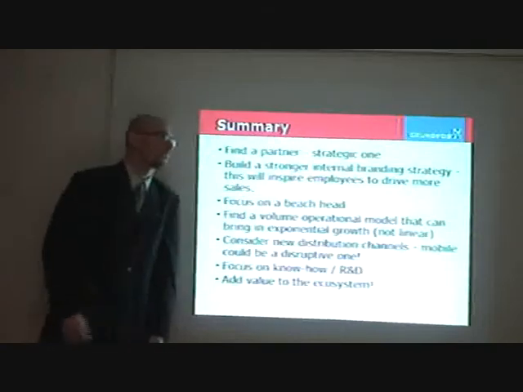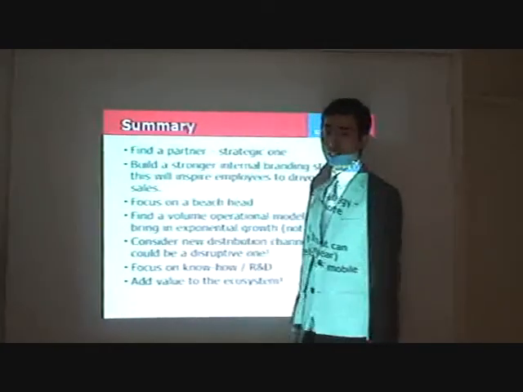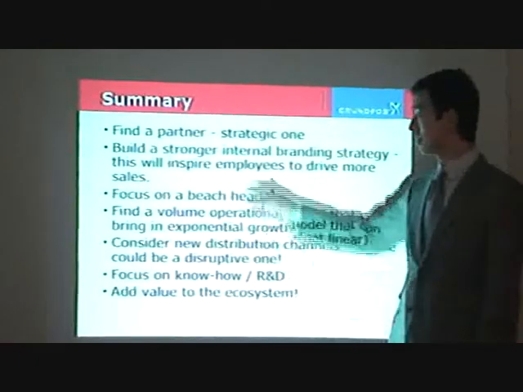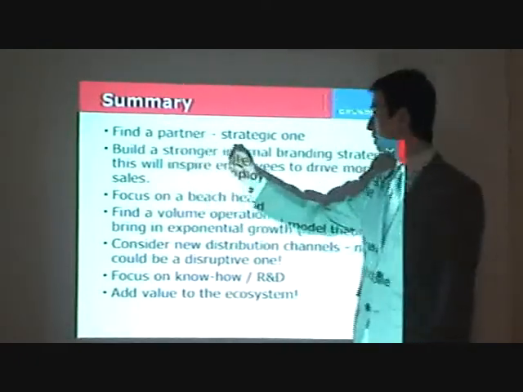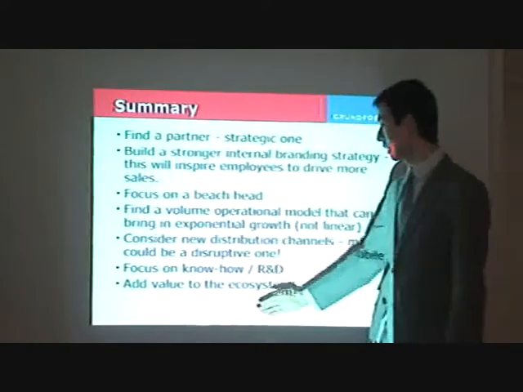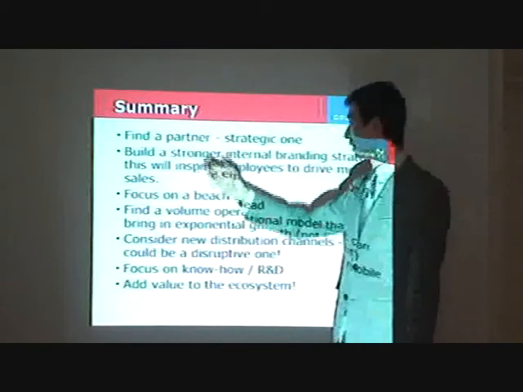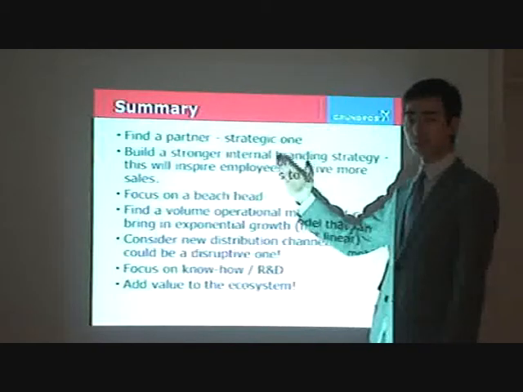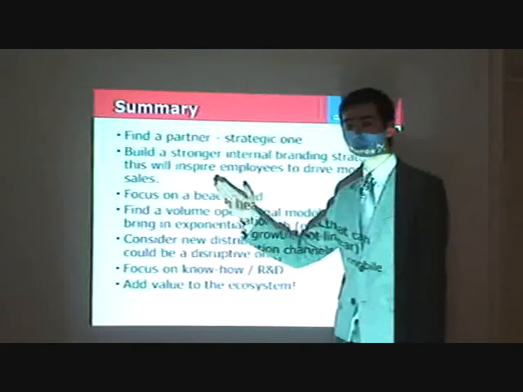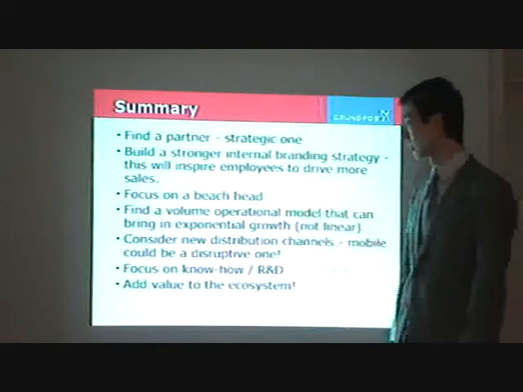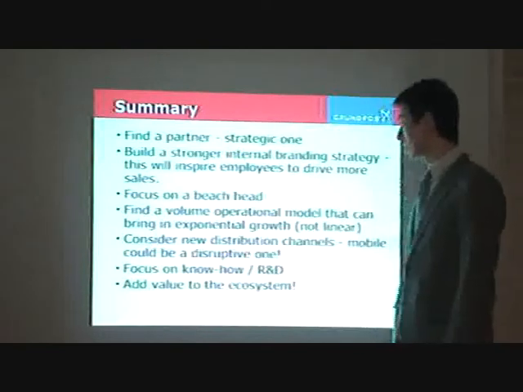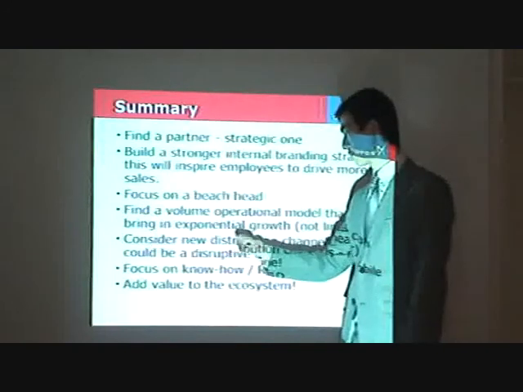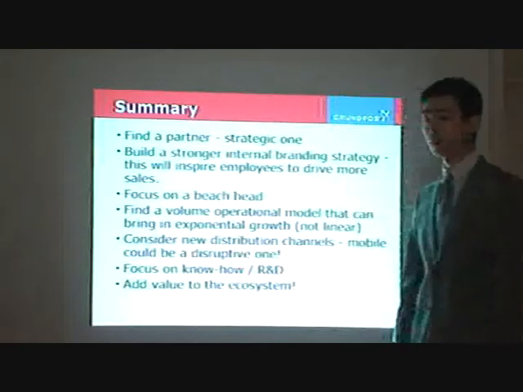Now we'll summarize. Okay, after the deep dive analysis, I hope all jurors get something. And here I'm going to summarize. From our points, and this is very important, we're going to find a partner, the strategic partner, which can add value to the ecosystem. And we need to build a very strong internal environment, and we do a very internal branding strategy, which can inspire our employees to create more inspirations and more sales. And we also strongly recommend that we find a very suitable volume operational model, which we have to make efforts to look for, which can bring us exponential growth afterwards.